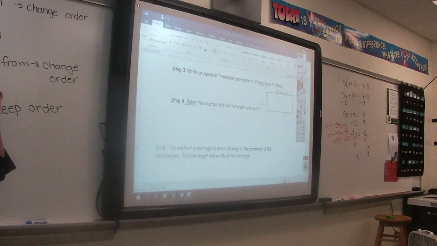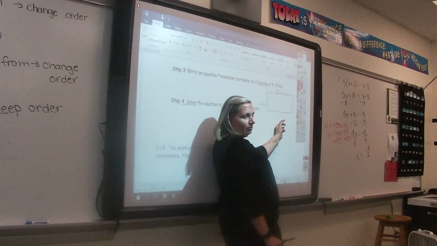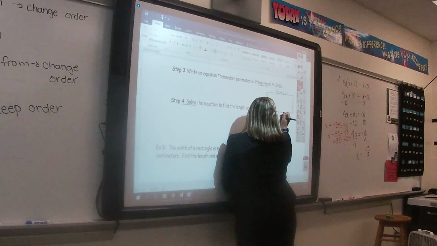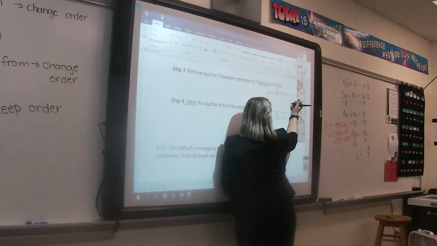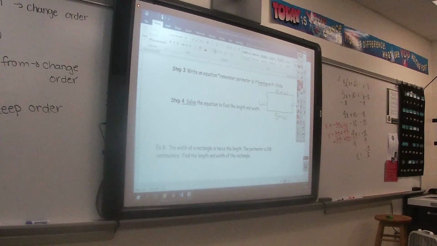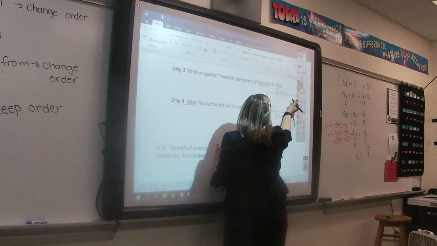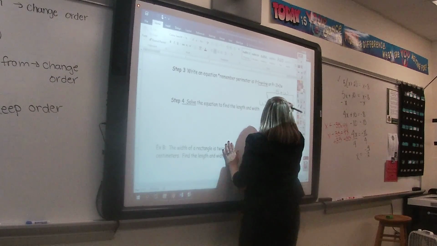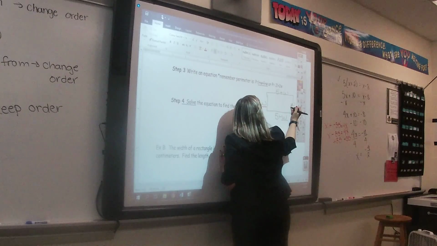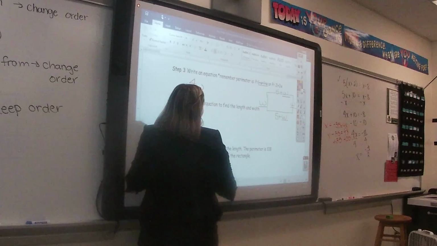How many sides does a rectangle have? 4, right? So we said this same thing earlier in the year. So what's the measurement of this one down here? 5 plus W. And what's this one over here? W. So now let's add up all of those sides. What is W plus W plus another W plus another W? Okay, so I have 4W.